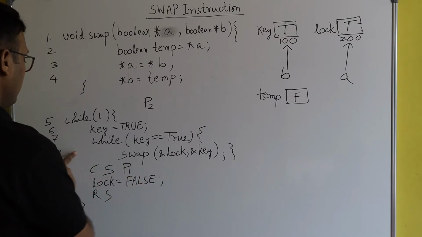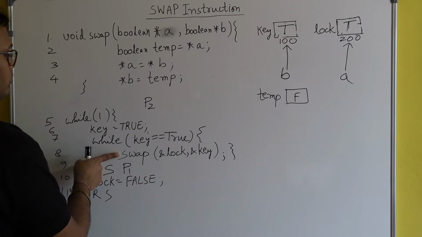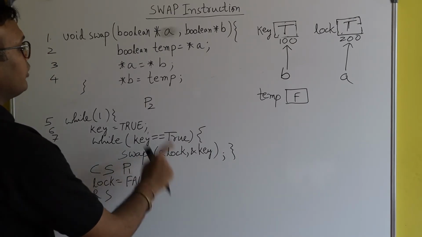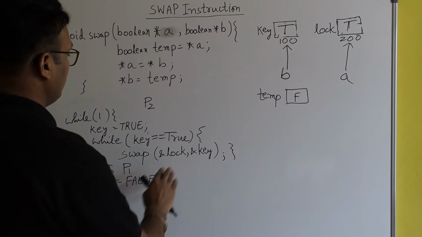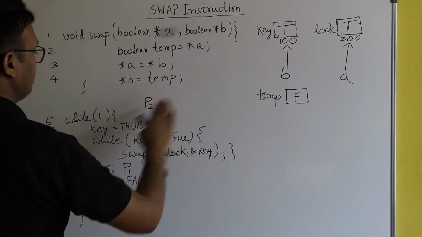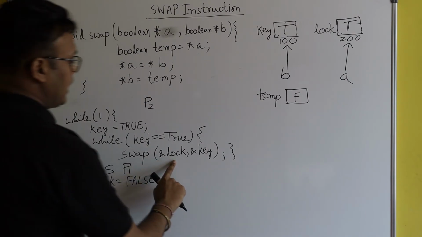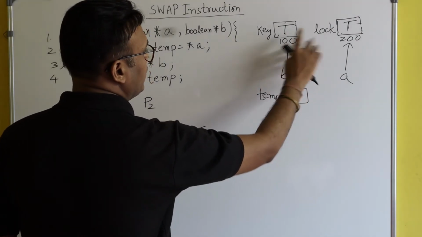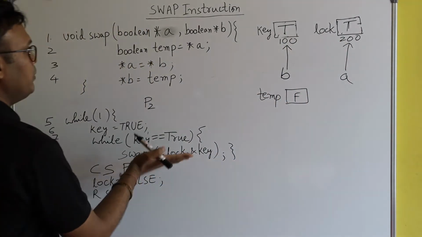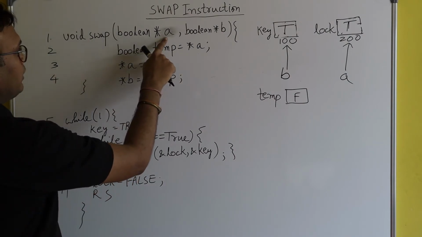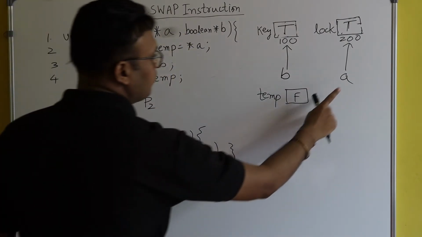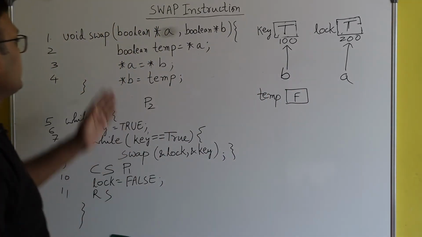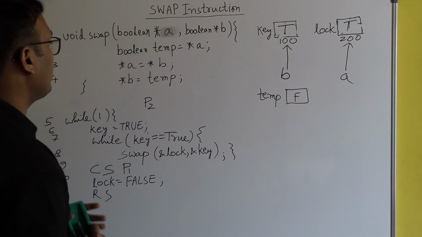So P2 will now execute line number 8. Okay. What's in line number 8? Swap function has been called here. Okay. So here is the swap function. And you see &lock comma &key. So here lock and key's addresses have been passed as parameters, and there are two pointers, as I've already explained. A is pointing to lock and B is pointing to key. And here there is a swap code written. Okay. So now you see.